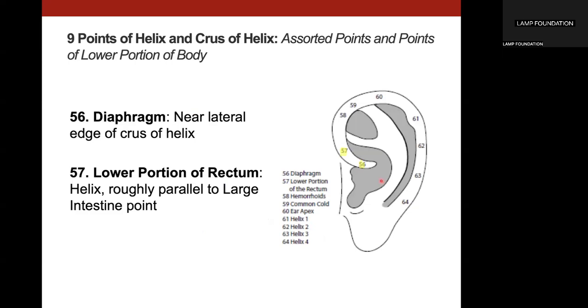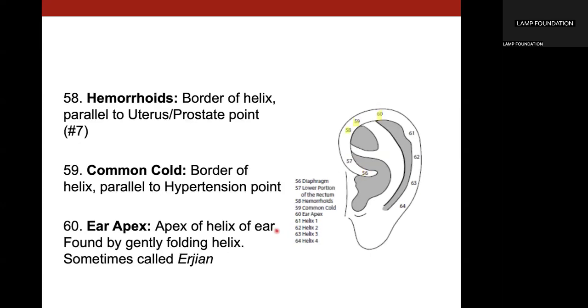56 is the diaphragm point. This is located near the lateral edge of the crus of the helix. 57 is the lower portion of the rectum. This is located at the helix, roughly parallel to the large intestine point. 58 is hemorrhoids point, border of helix parallel to the uterus or prostate point. If you remember, the prostate point or the uterus point is located at the triangular fossa in this area.